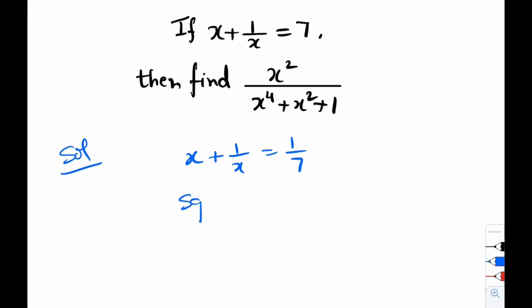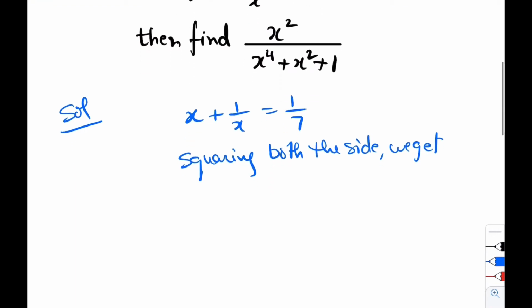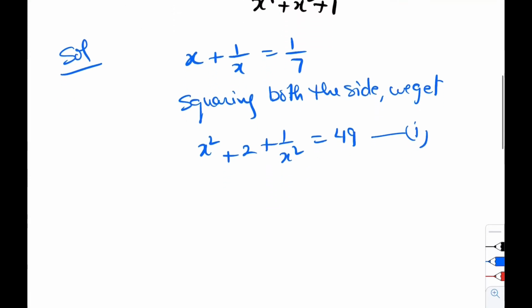Now squaring both the sides, we get x square plus 2 plus 1 by x square equal to 49, and this is our equation number 1.